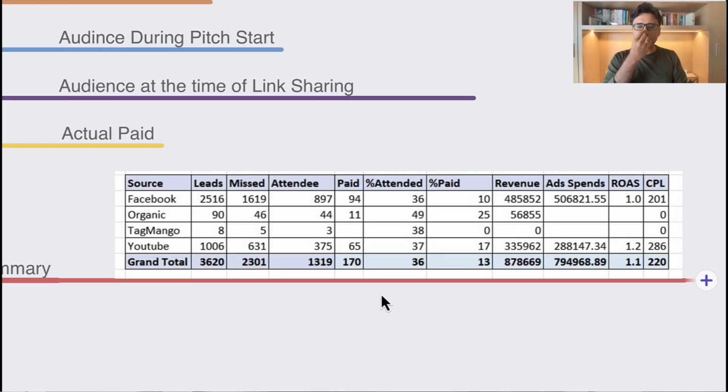For example, this is one of the summaries of one of my webinars: how many leads you are getting from Facebook, how many actually missed, how many attended, how many people paid, what percentage of people attended the webinar, what percentage of people paid, what was the total revenue generated, what was the actual ad spend, what is the ROAS, and what is the CPL that I maintained. Now if you have all this information systematically captured, then it becomes very, very easy for you to create and generate this from your webinar.